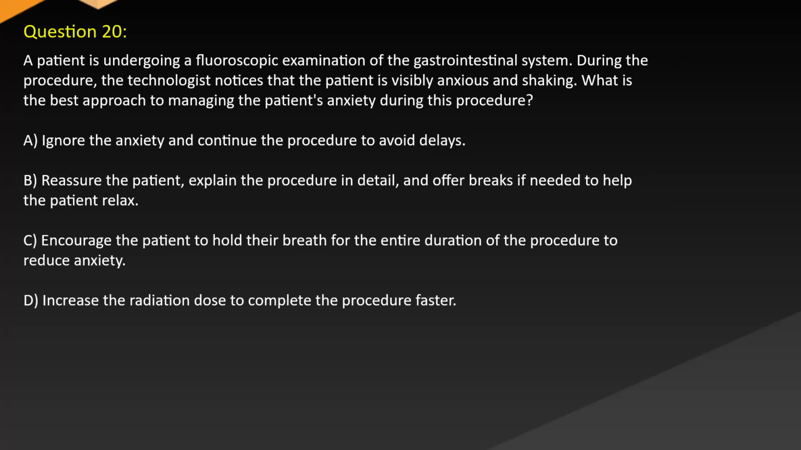Question 20. A patient is undergoing a fluoroscopic examination of the gastrointestinal system. During the procedure, the technologist notices that the patient is visibly anxious and shaking. What is the best approach to managing the patient's anxiety during this procedure? A. Ignore the anxiety and continue the procedure to avoid delays. B. Reassure the patient, explain the procedure in detail, and offer breaks if needed to help the patient relax. C. Encourage the patient to hold their breath for the entire duration of the procedure to reduce anxiety. D. Increase the radiation dose to complete the procedure faster.